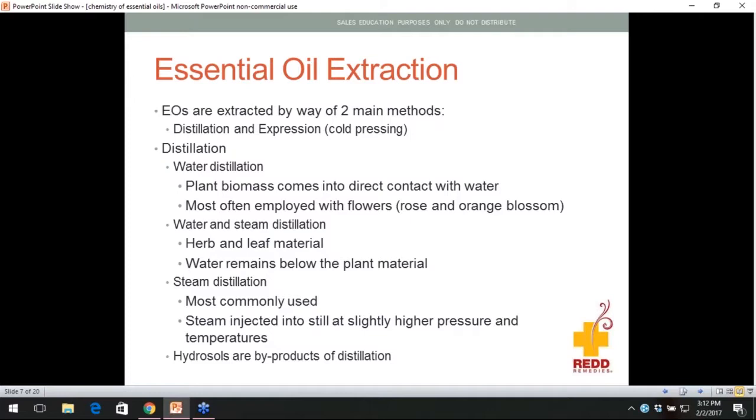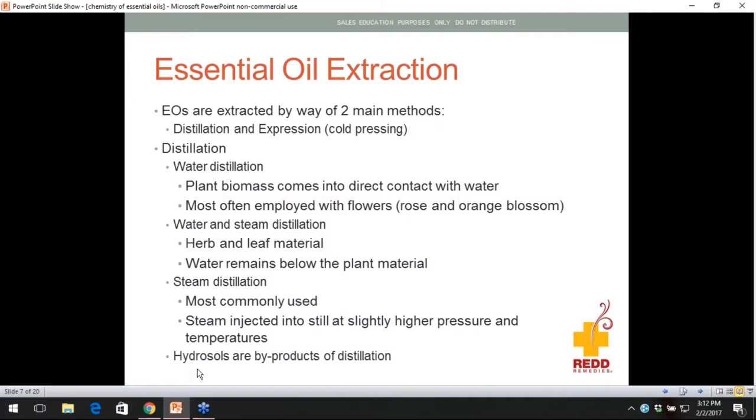You can also use a combination of water and steam, but in this case, the herb and leaf material isn't put into the water. It actually sits on a grate above the water, and then steam is injected from the outside. So steam distillation, though, that's going to be the most common.